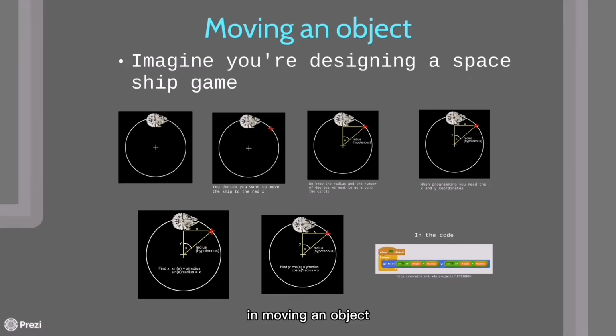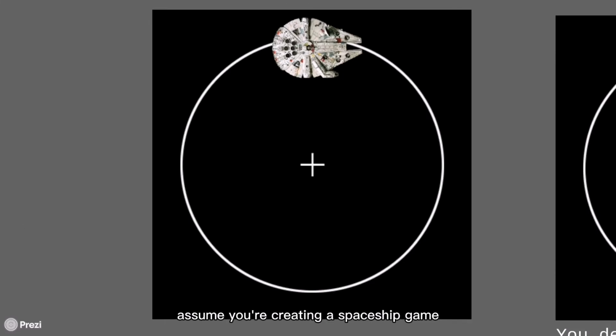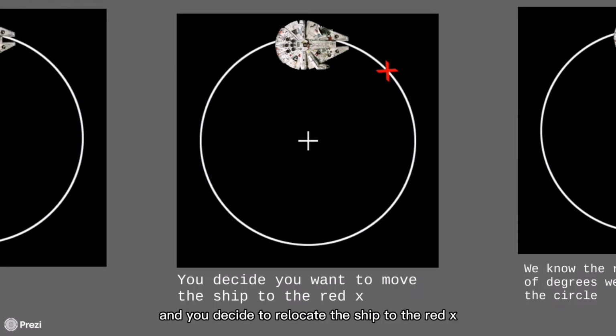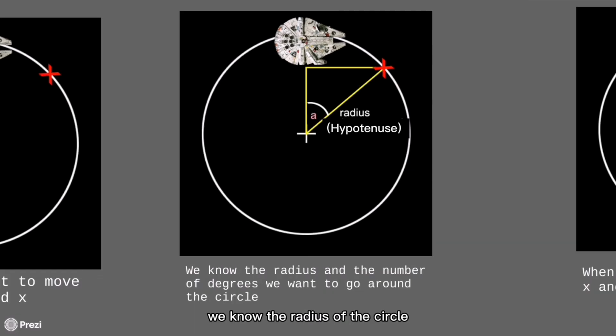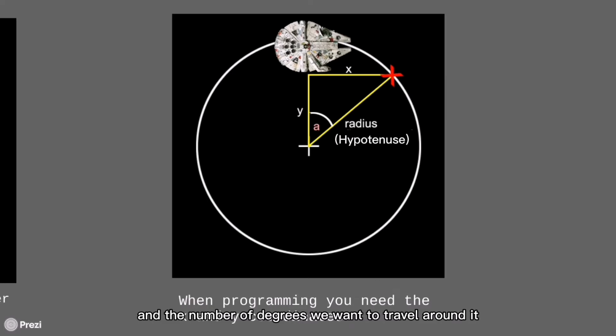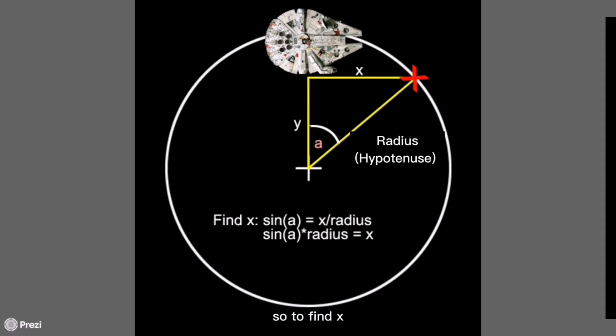In moving an object, assume you're creating a spaceship game and you decide to relocate the ship to the red X. We know the radius of the circle and the number of degrees we want to travel around it. The X and Y coordinates are required when programming. So to find X, we can use the trigonometric ratio for sine: sine of angle A is equal to X over the radius. We can also manipulate the equation so that sine of angle A times the radius is equal to X.